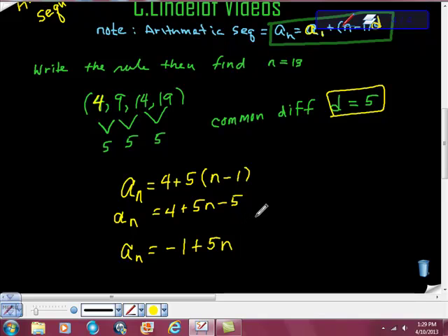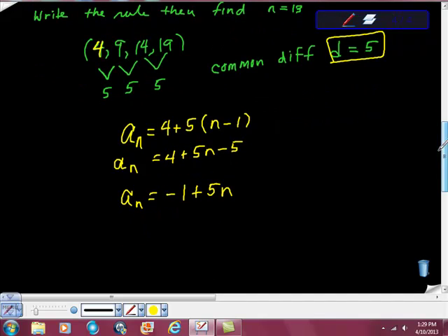Now, if you're sure of this and it was working really well, then you don't have to do this next part. But if you have time, I would check it. Let's see if it works. a sub 1 is equal to negative 1 plus 5 times 1. That's the number of the term we're in, not the value of the term. And it should come out to be 4, and it does.